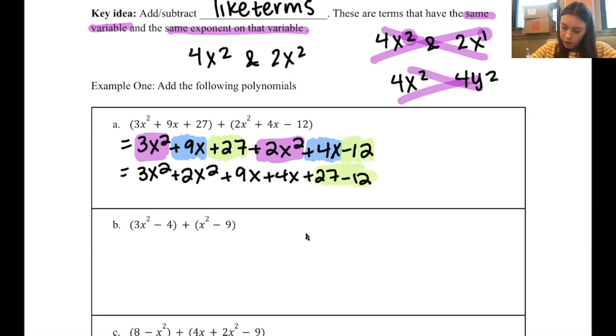So I'm highlighting the like terms, and then I can just now do whatever operation the problem tells me to do. So it says to do 3x squared plus 2x squared, and so I'm just adding the coefficients out front. This is not multiplication, and so nothing changes about the exponent. We have 3x squareds, and then we have 2x squareds, and if we put them together, we have 5x squared. So the exponent does not change at all. 9x plus 4x would be 13x, and then 27 minus 12 would be plus 15. And so that is your final answer.